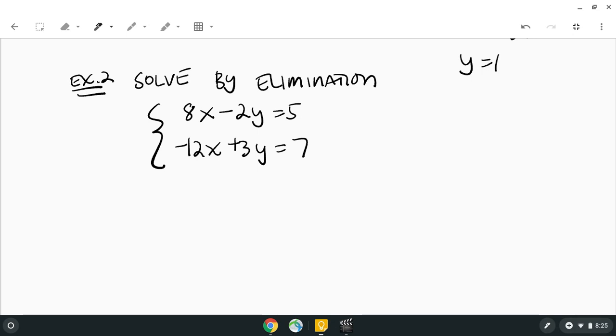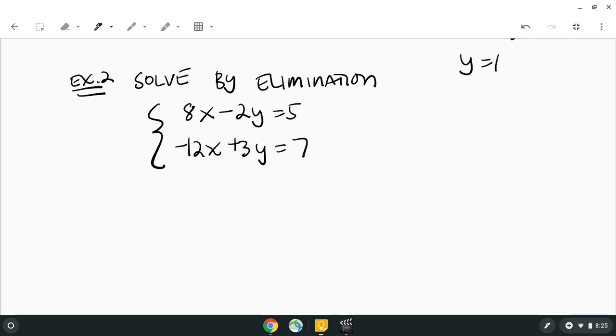So here I would choose to eliminate the y's. Again, it doesn't matter, okay? If I want to eliminate the y's, they need to have the same number but opposite signs, right? So right now it's a -2 and a +3. Okay, so I need to make them a common number.